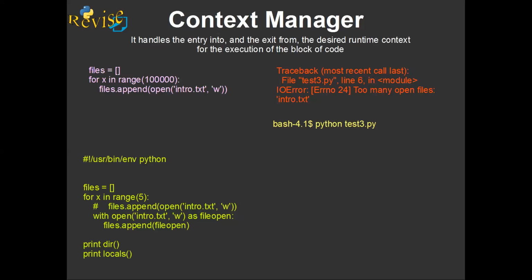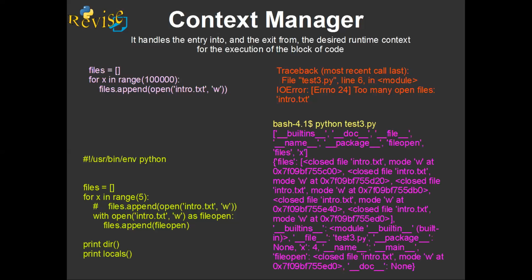Now what happens? First dir, same things, but if you see the files keyword inside the locals, everything is in closed mode. So files are closed, there is nothing open, so there is no IO error and no memory leak. Context manager helps us save resources and avoid memory leaks. This is very important in terms of memory management. Now, the with keyword does it. How does it do it?